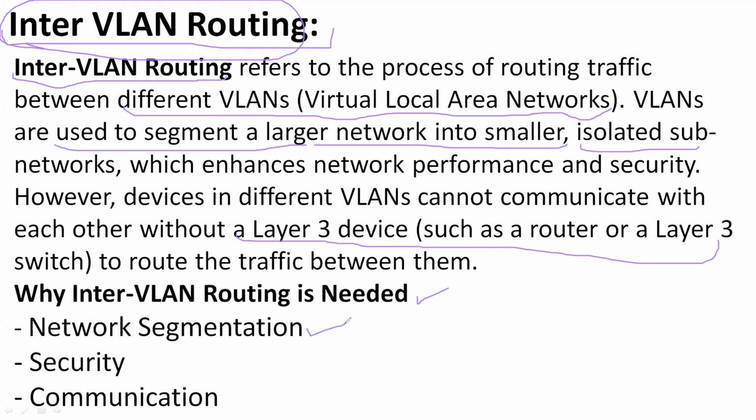Now, what are the benefits, or why do we need to do inter-VLAN routing? First, we do the segmentation of the network. That means the segmentation that is already done by the VLAN. The data can be forwarded between them with the help of inter-VLAN routing, and it provides security because we have already done the isolation of the network, and data can still be forwarded between them, so we can also do the communication between these.